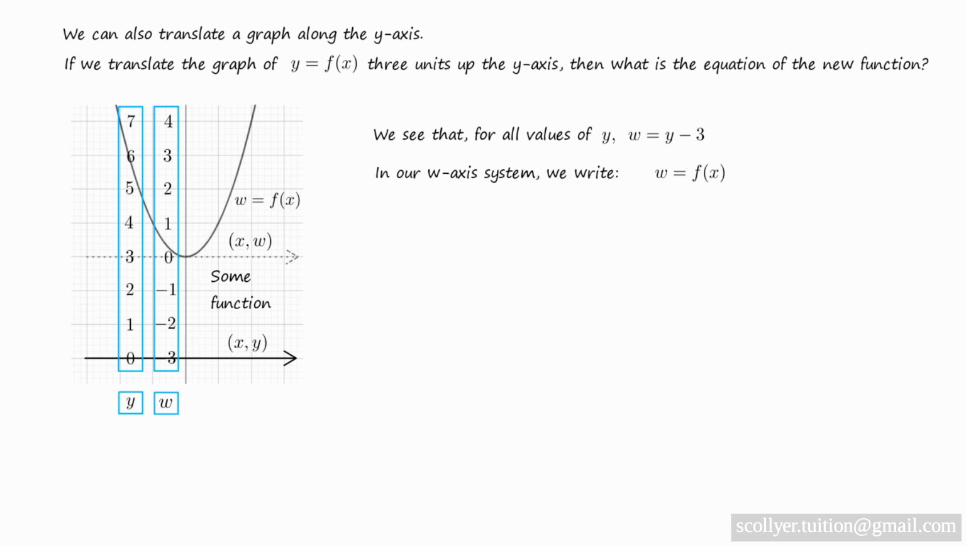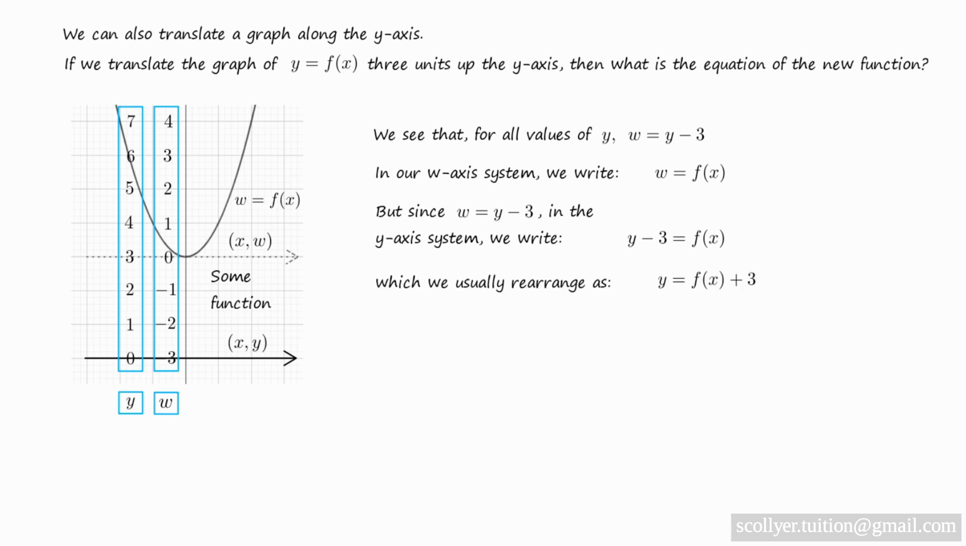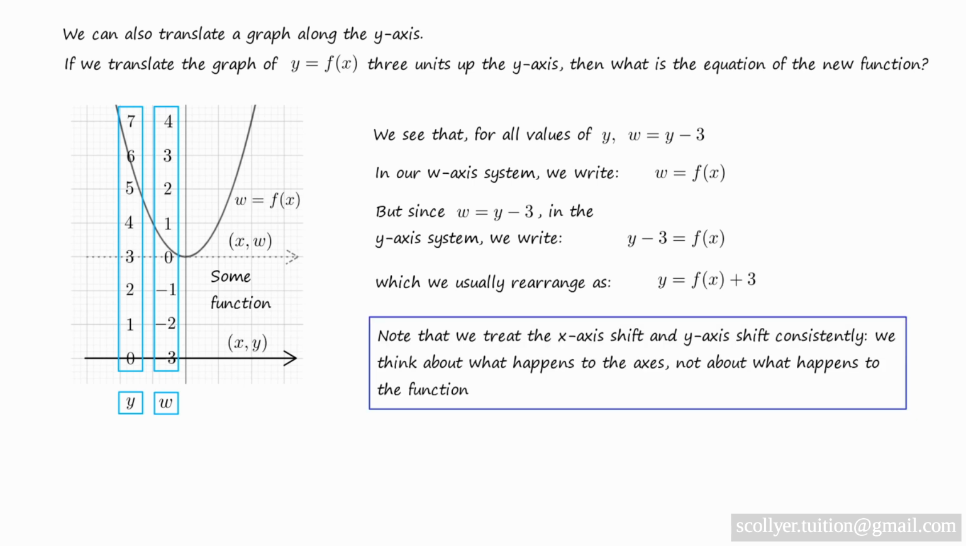In the w-axis system, we write w equals f of x, but since w equals y minus 3, in the y-axis system, we write y minus 3 equals f of x, because w equals y minus 3. However, usually we rearrange that as y equals f of x plus 3. And note that we are treating the x-axis shift and y-axis shift consistently. We are thinking about what happens to the axes, not about what happens to the function.